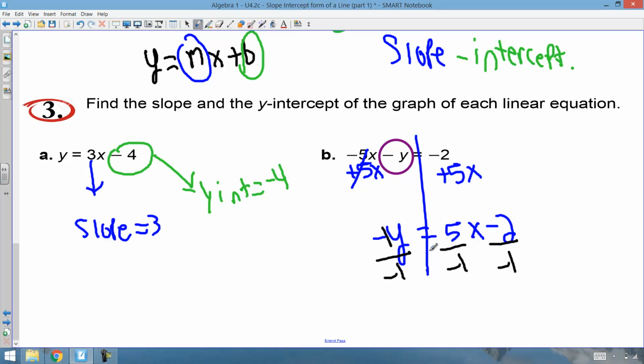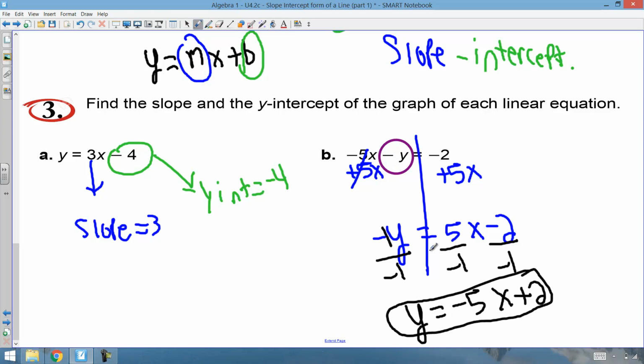Now, why did I not combine the 5 with the -2? Because these aren't like terms. This has an x with it, right? And this has a -2. You cannot put these guys together. They got to go side by side because they can't be combined together. So you're finally going to wind up with y equals -5x plus 2, and that's your slope-intercept form.